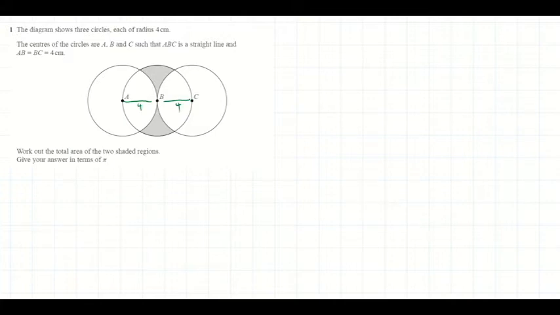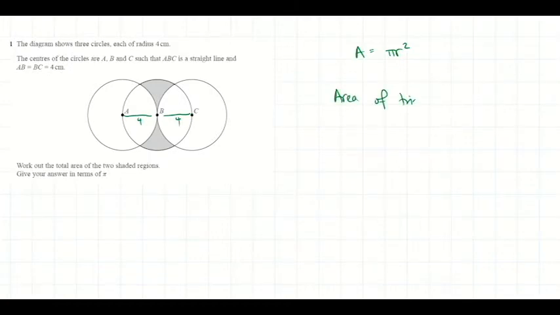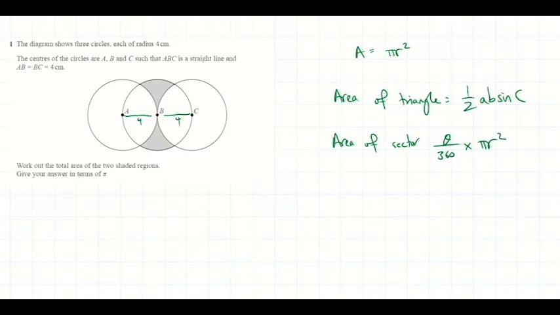We're actually going to have to use a few different skills here to work out this answer. First thing we're going to need to know is the area of a circle, which is pi r squared. You're also going to have to know the area of a triangle, which is half AB sine C. There's a non-calculator paper, but we're going to have to figure this out anyway. And we're also going to have to work out the area of a sector. So area of a sector is the angle over 360 times pi r squared.